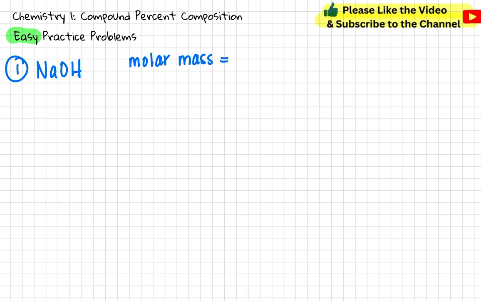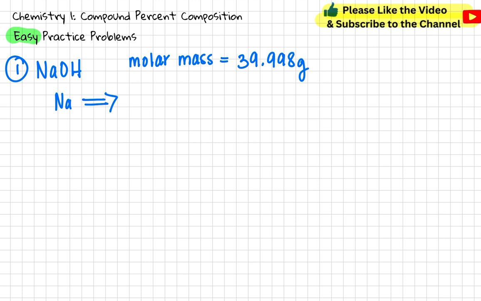But the molar mass, using the formula from the molecule that is given to us and the periodic table, is 39.998 grams. Now, we use that information and all the elements that we have in the molecular formula to find the percent composition of each element, and we're going to start with sodium. I like to go from left to right.